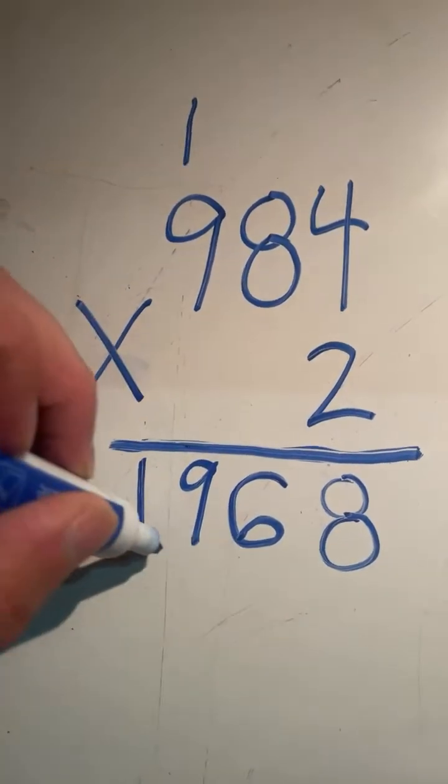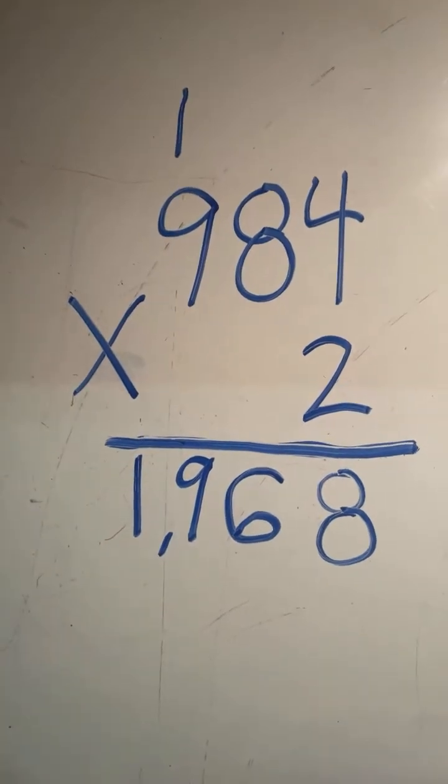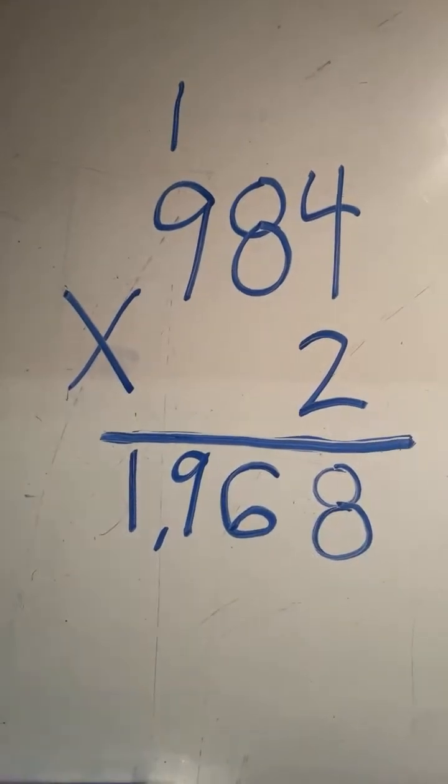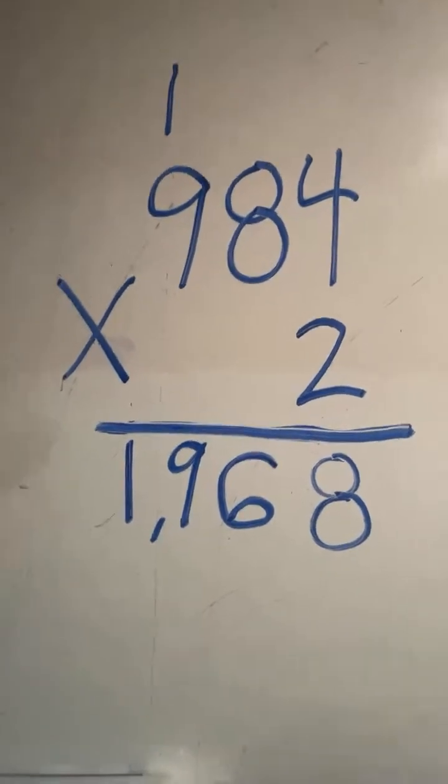And we have our final answer. 984 times 2 equals 1,968.